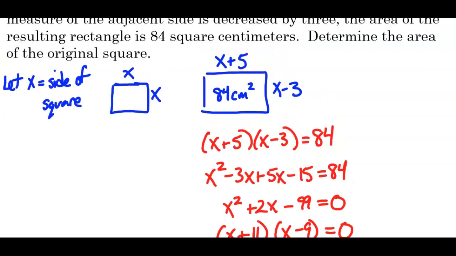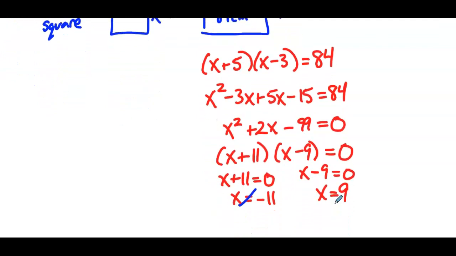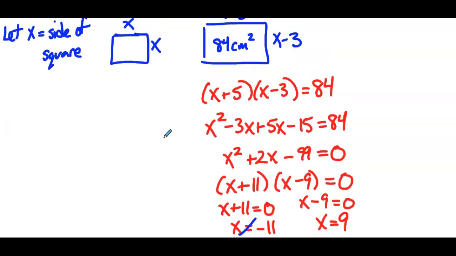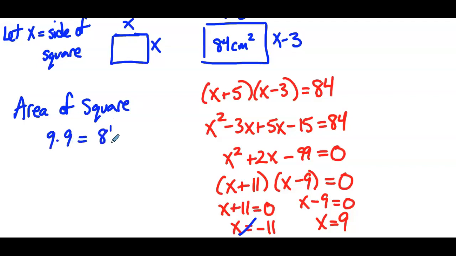And now what are we looking for? We're looking for the area of the original square. So I really only need to find x. I don't have to find the dimensions of the rectangle. If x is 9, then the area of the square is 9 times 9, which is 81 centimeters squared.